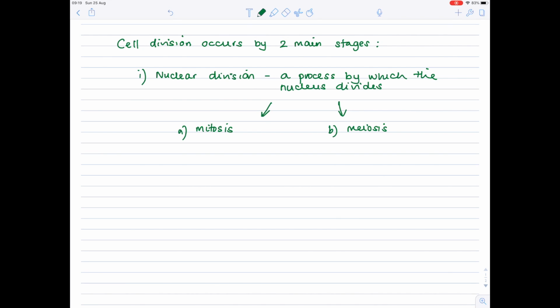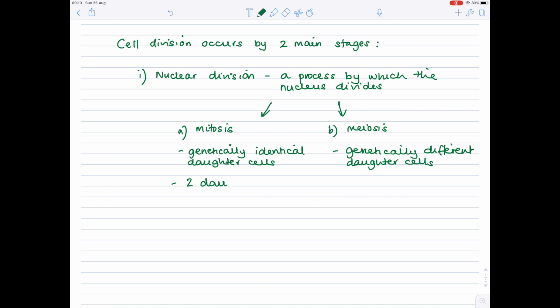Just remember that with mitosis, you're creating genetically identical daughter cells. With meiosis, you're creating genetically different daughter cells. With mitosis, you produce 2 daughter cells. With meiosis, you produce 4 daughter cells. With mitosis, there's 1 cell division. With meiosis, there are 2 cell divisions.